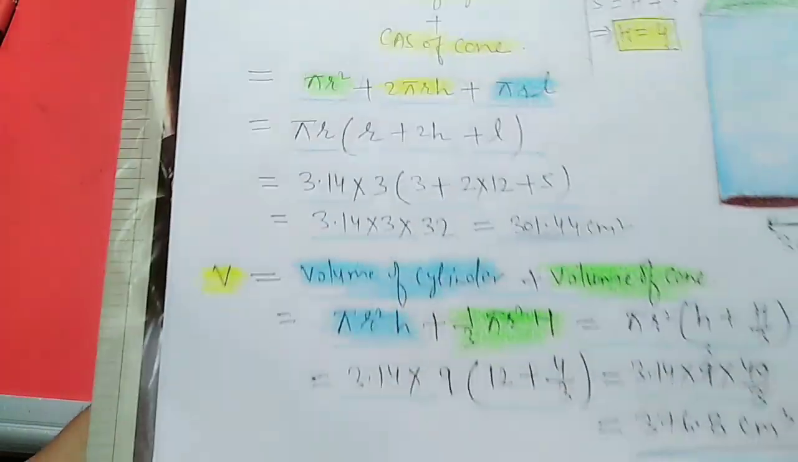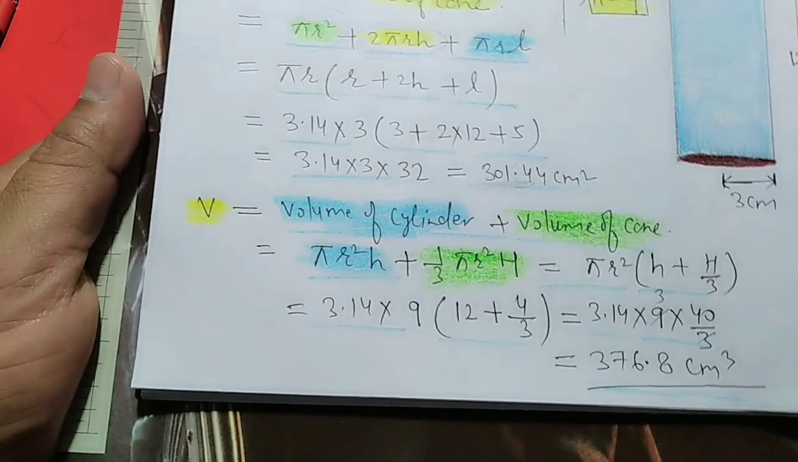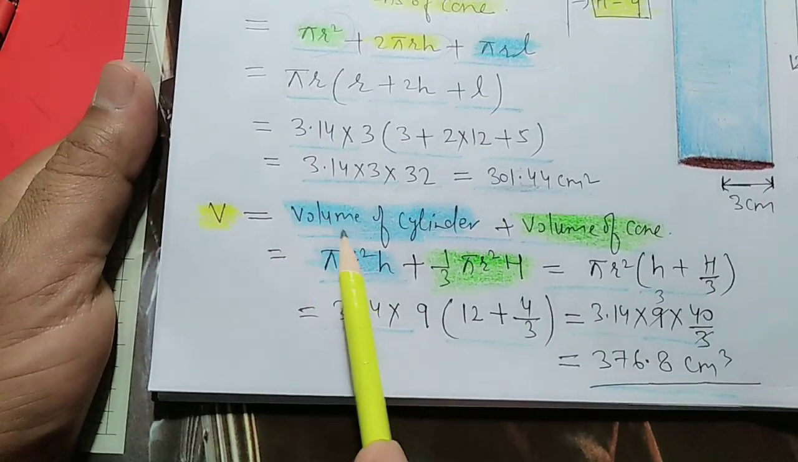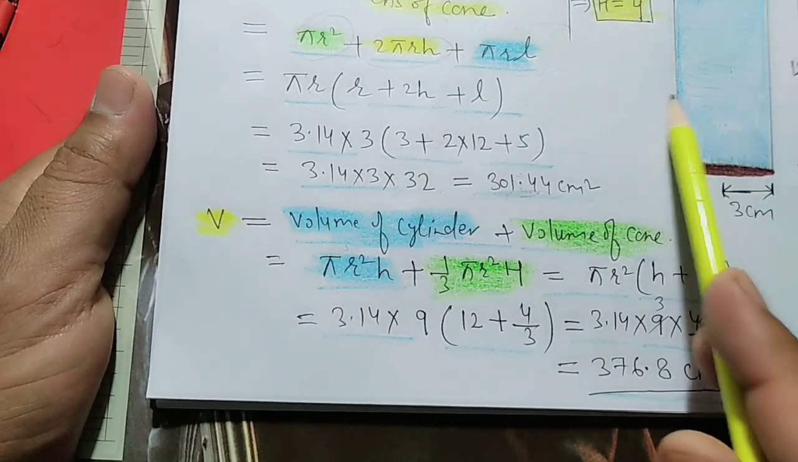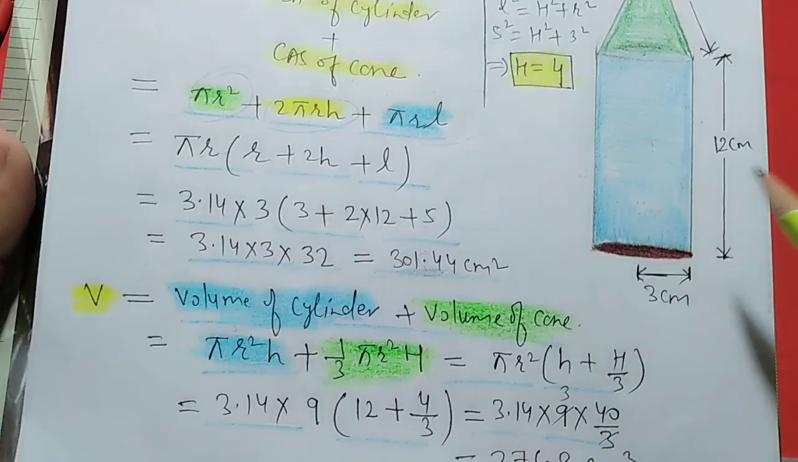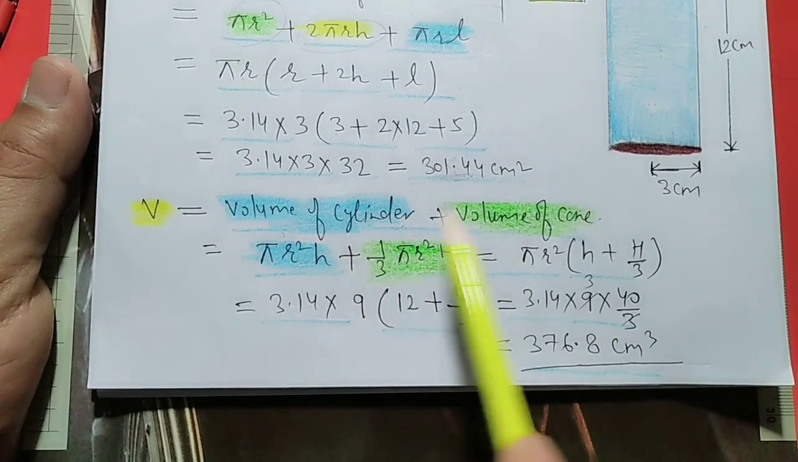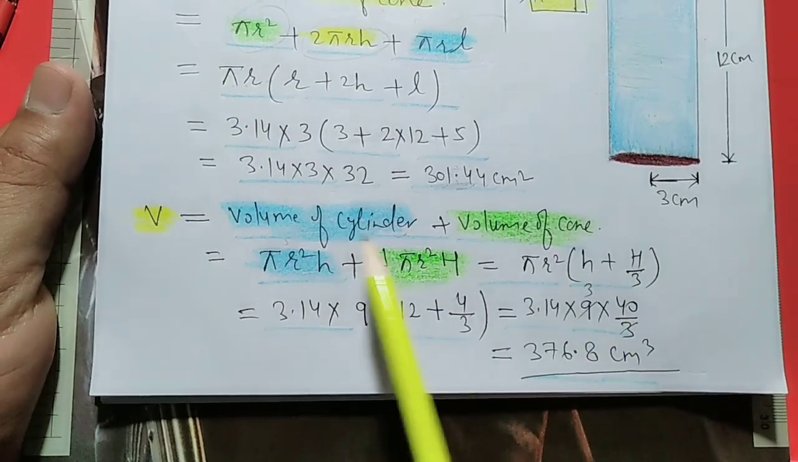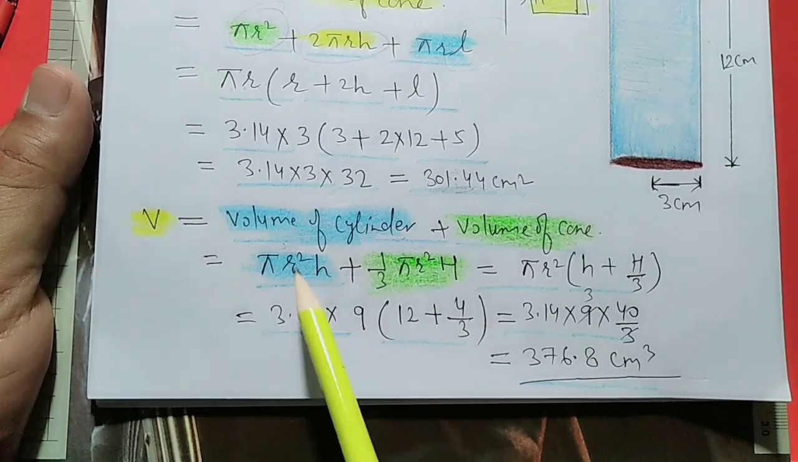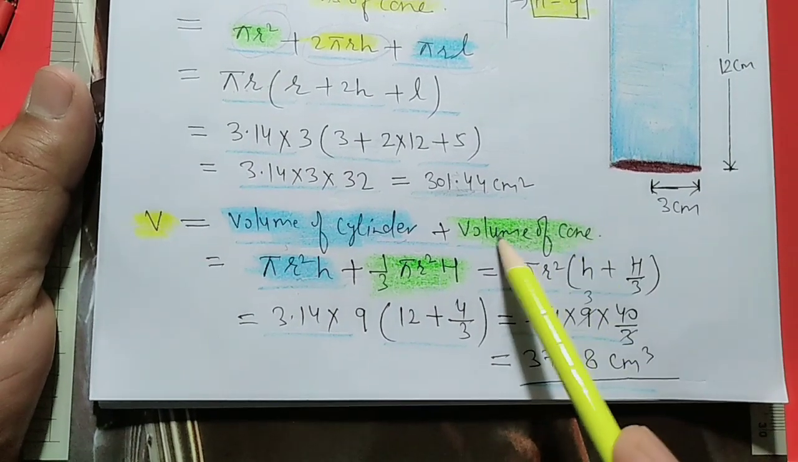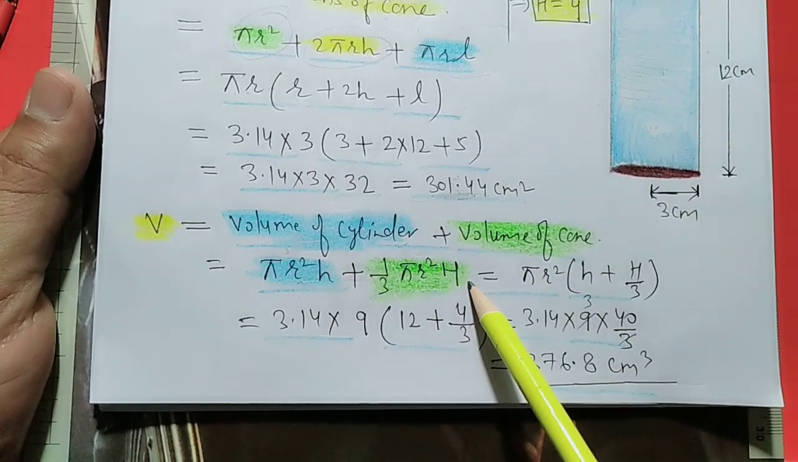Now we also find the volume of this rocket. It has a cylinder and a cone, so what will be the volume? The volume of the cylinder plus the volume of the cone. What is the formula for the volume of the cylinder? Pi r square h. What is the formula for the volume of a cone? 1/3 pi r square h.